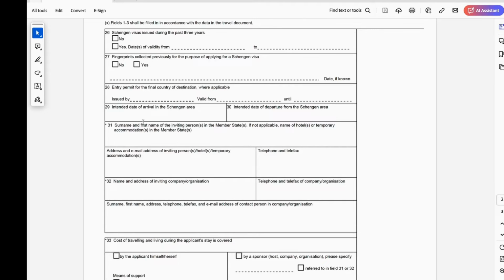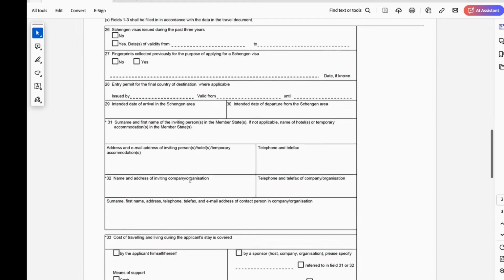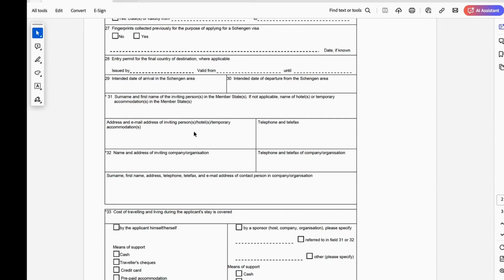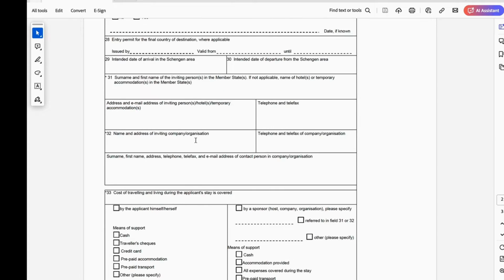Next, the intended date of arrival in the Schengen area and intended date of departure. So from here onwards, your whole itinerary starts. You have to share how many days you're planning to be in the Schengen area, followed by the surname and the first name of the hotels that you have booked, followed by if someone is inviting you, like your relatives, try to put their name, or if it is your Airbnb that you have booked, try to put the name of the Airbnb owner, and then you can share the address and email ID of that Airbnb, hotel or the relative you're going to stay with.